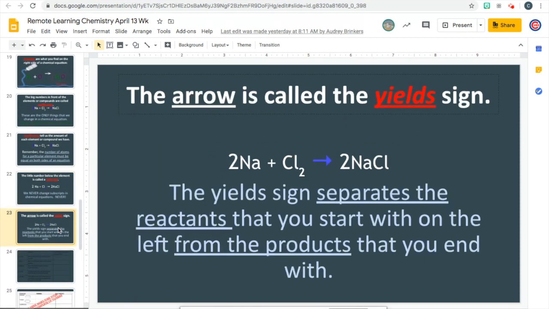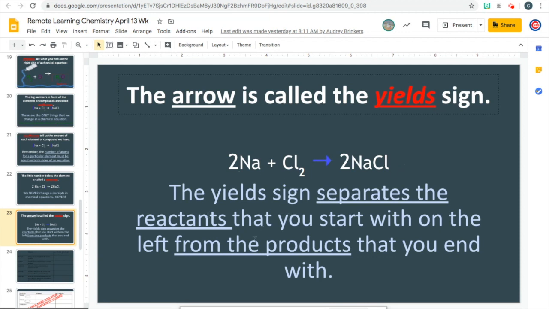And then lastly, we have the arrow, which is called the yield sign. When we're talking about chemical equations in chemistry, we never say arrow, we always say yield sign. An easy way to think about it is as an equal sign in math. These two reactants, our sodium and our chlorine, yield or equal sodium chloride.